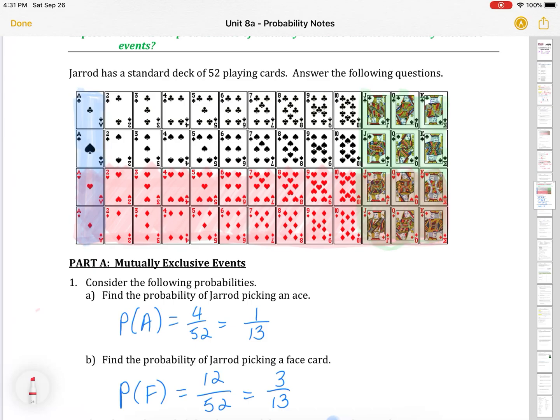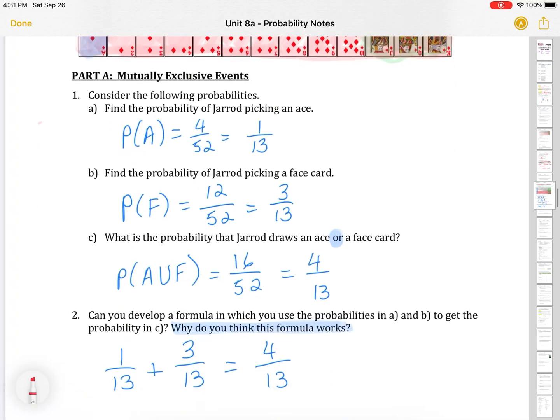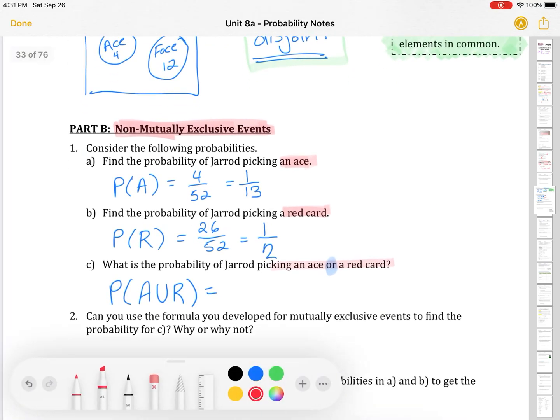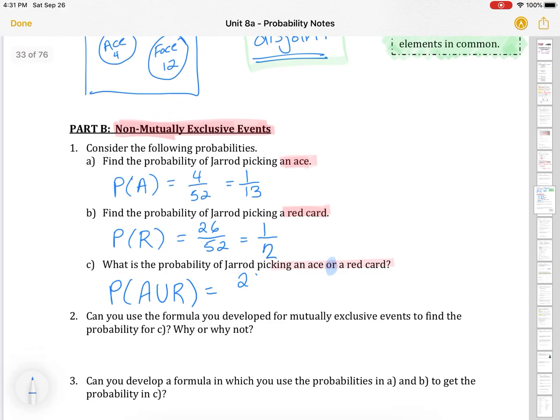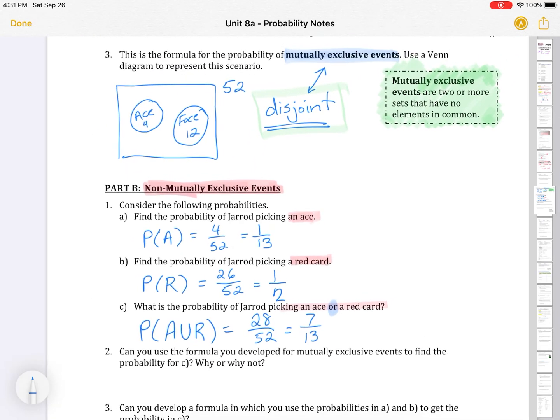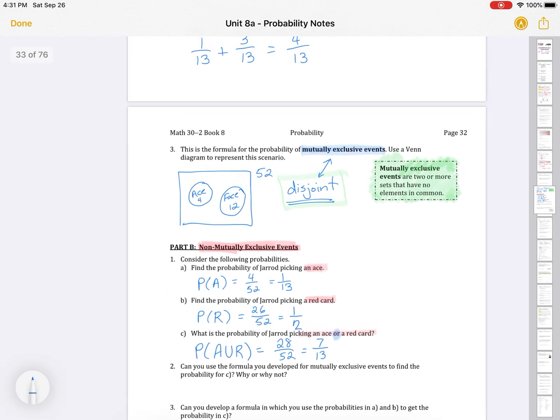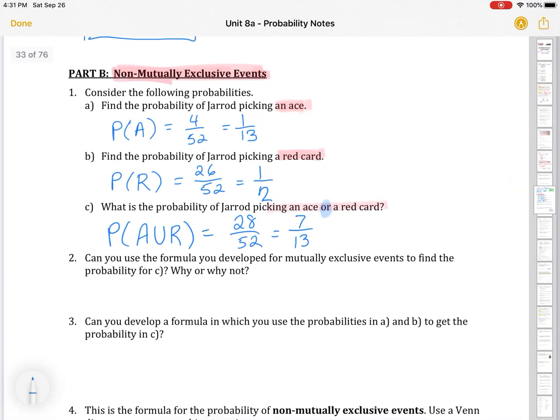So I have 26 red cards. And then I have 2 black cards that meet the criteria of the ace. So 26 plus 2 will give me 28. So I have 28 out of 52 that are either an ace or a red card, or both, because there's overlap, right? So when I reduce that, I get 7 out of 13.